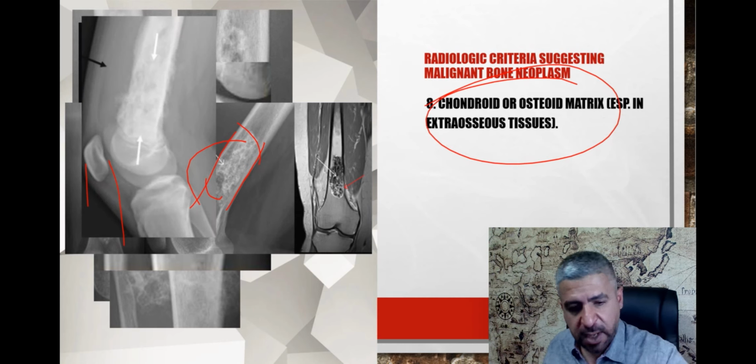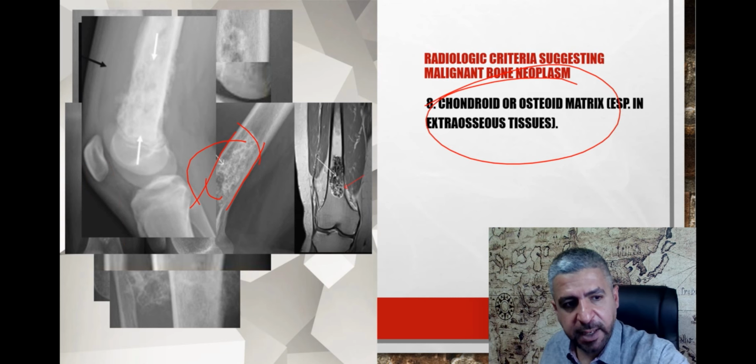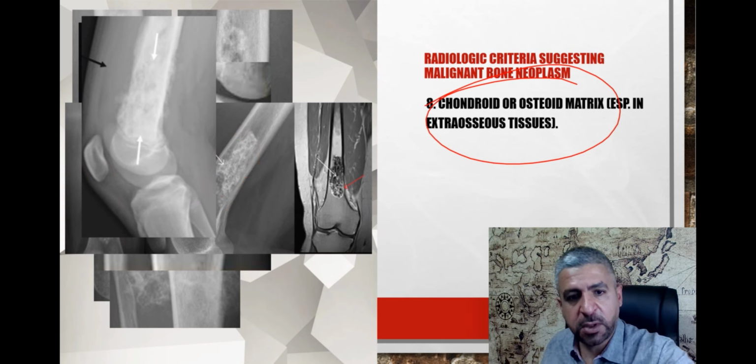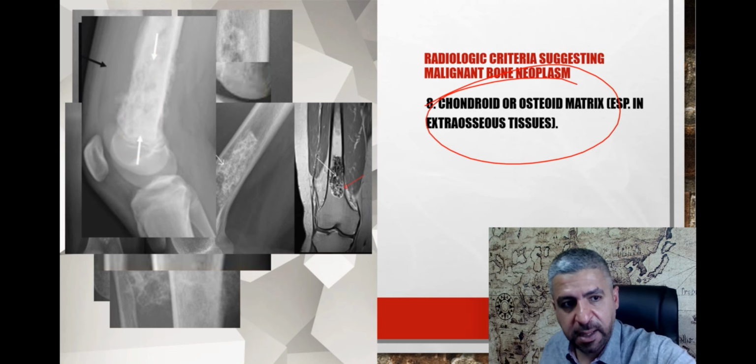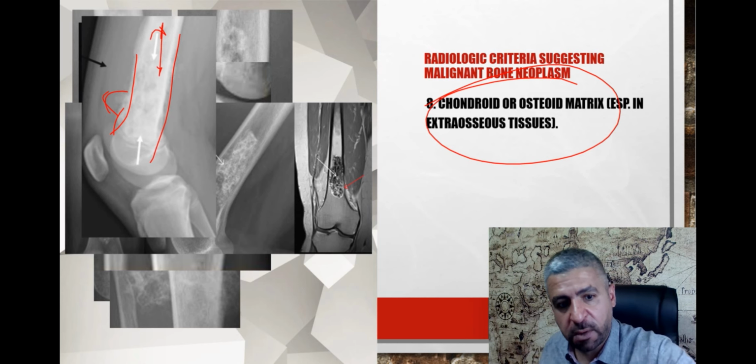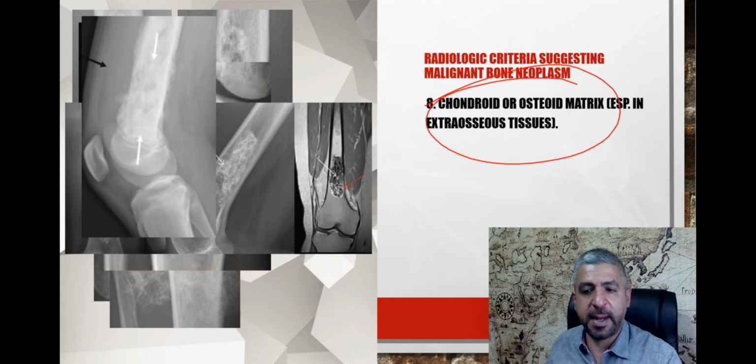Now, let's look at that. Is this benign or malignant? And is it osteoid or chondroid matrix? First of all, this is definitely a chondroid matrix, and it's definitely malignant because the cortex is destroyed, it's extending to the surrounding soft tissue, and it's eroding posteriorly, and there is a wide zone of transition. So all of the features are in favor of malignant lesion.